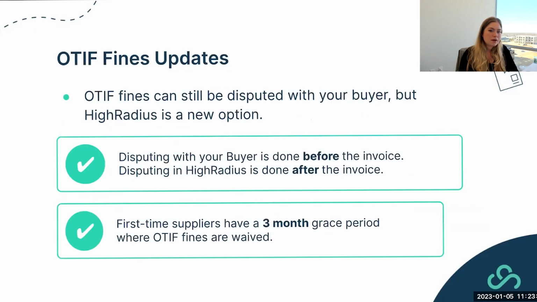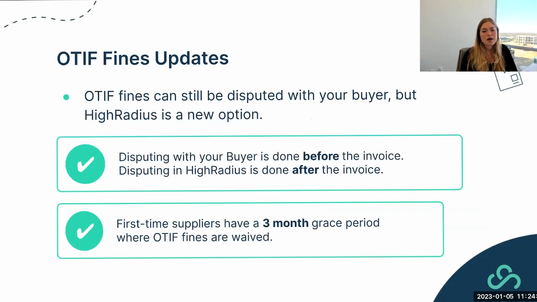So OTIF fines can still be disputed with your buyer, but HighRadius is now the new option. So there's two ways that we're going to be going over it today. Disputing with your buyer is actually going to be done before the invoice, and HighRadius is going to be done after the invoice. There's a 3-month grace period if you actually are a first-time supplier, where OTIF fines are going to be waived.